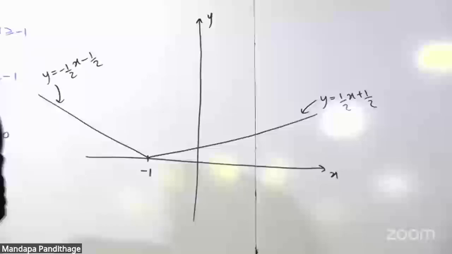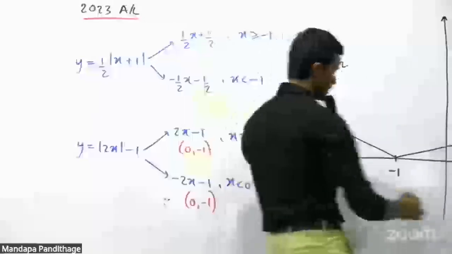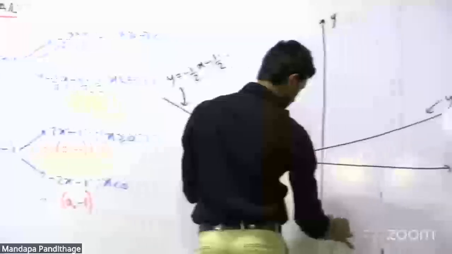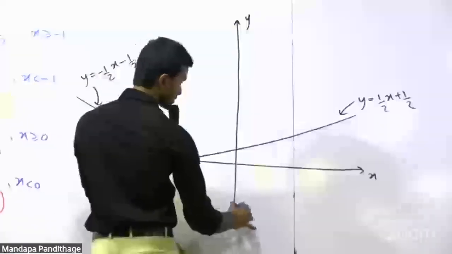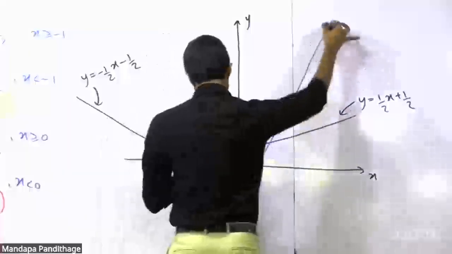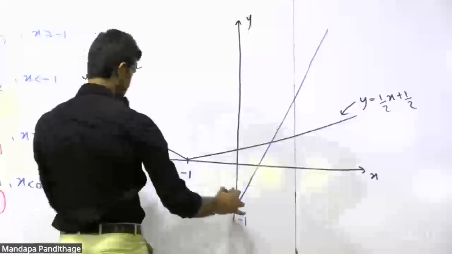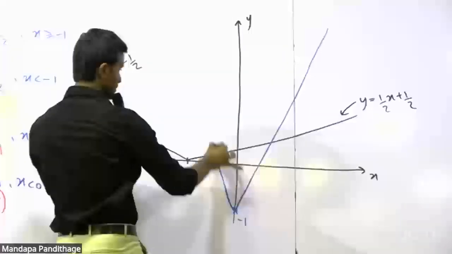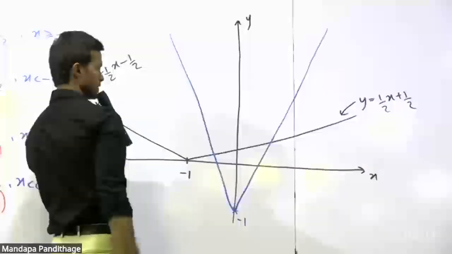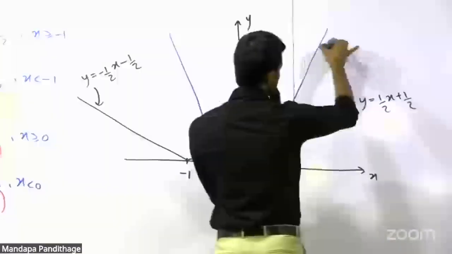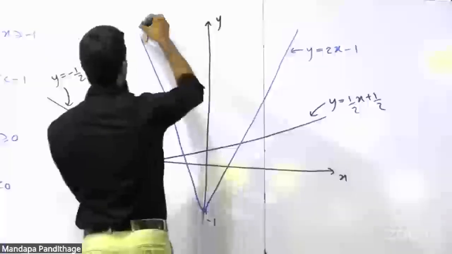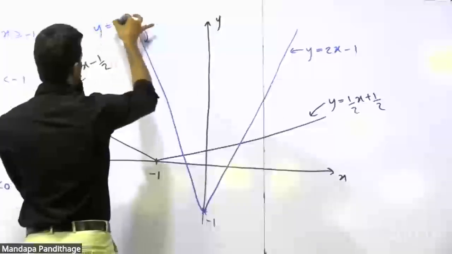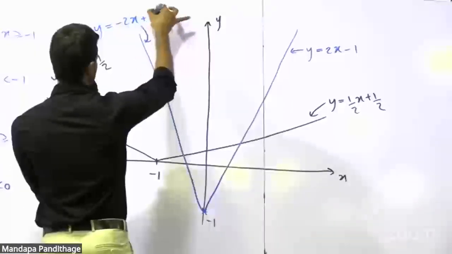And then the other thing is this 2x minus half. It's going through this point minus 1, and then the gradient is 2, which means it's much greater than this. From the other end, this one goes in this way. So this is the graph that you're supposed to get. This is y equals 2x minus 1, or y equals minus 2x plus 1.